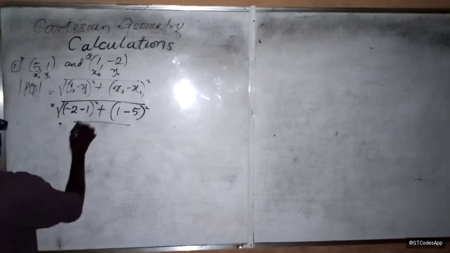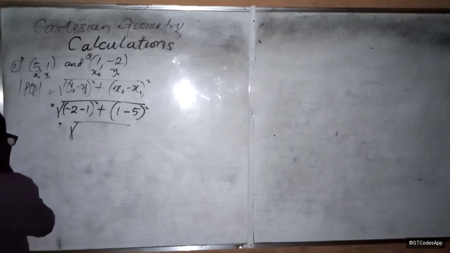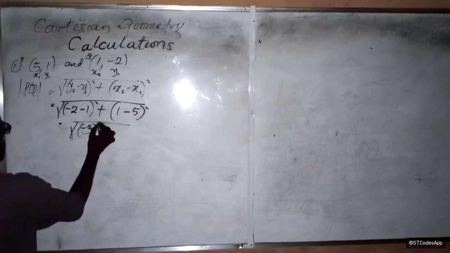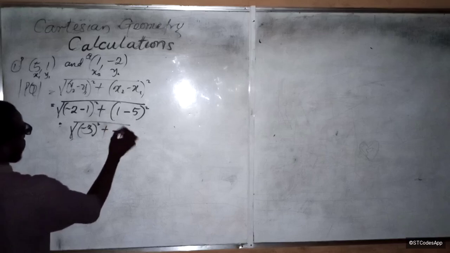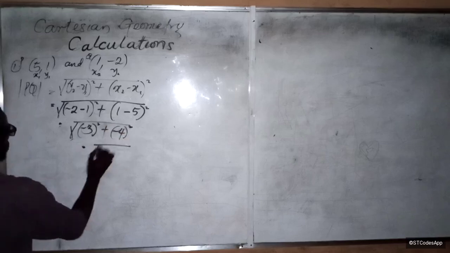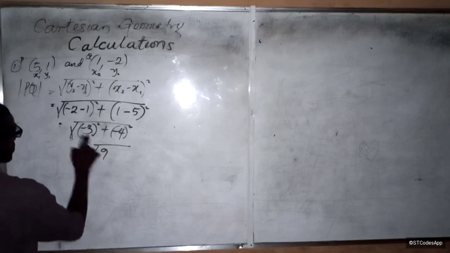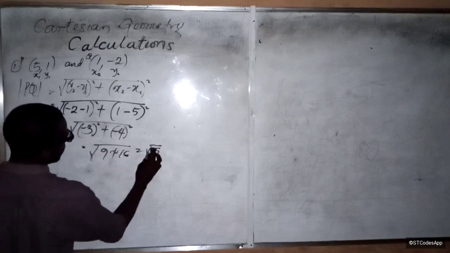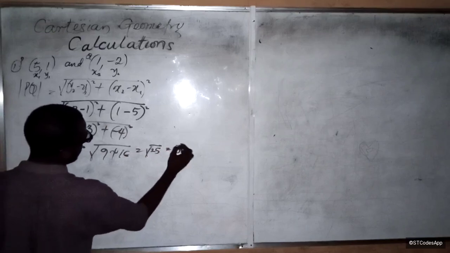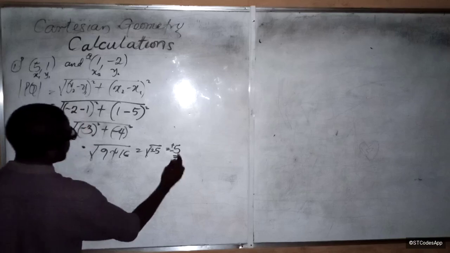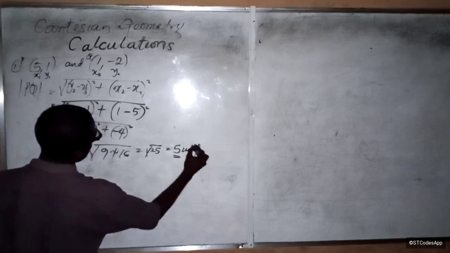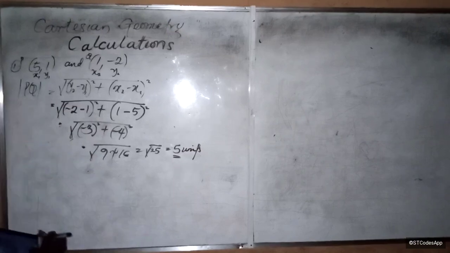So that we have minus 3 all squared plus minus 4 all squared. Minus 3 squared is 9, plus 16, which is 25. So the square root of 25 is plus or minus 5. But because it is just distance we're looking for, that will be 5 units. And that's the answer.